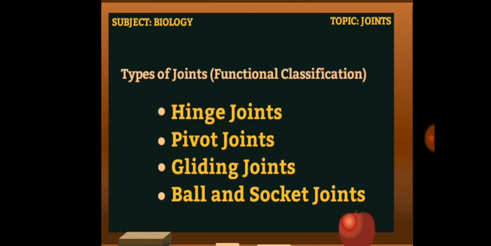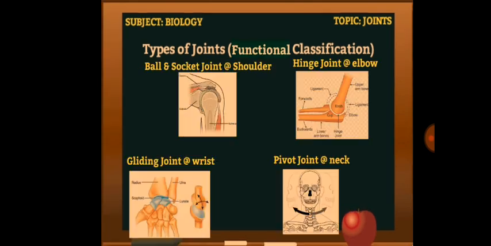Then lastly, ball and socket joints. These possess a rounded ball-like end of one bone fitting into a cup-like socket of another bone. These allow the greatest range of motion, about 360-degree movement. Examples are the shoulder and hip joints.